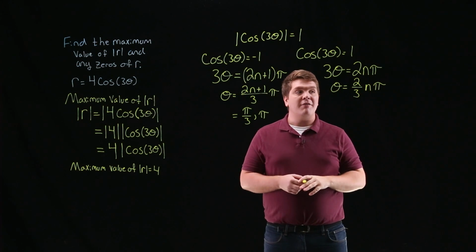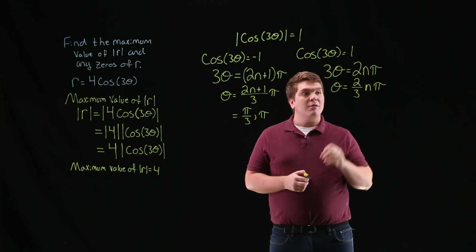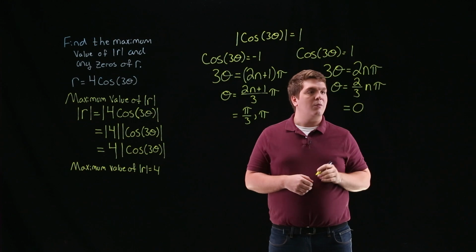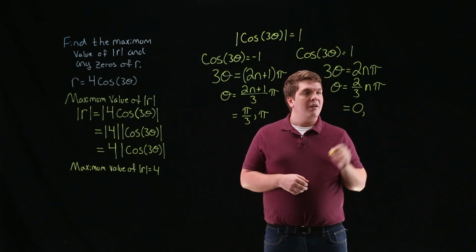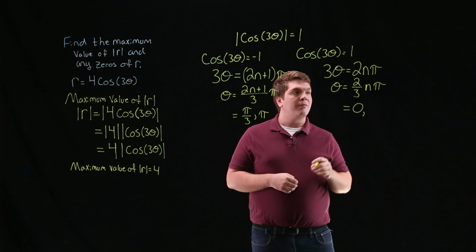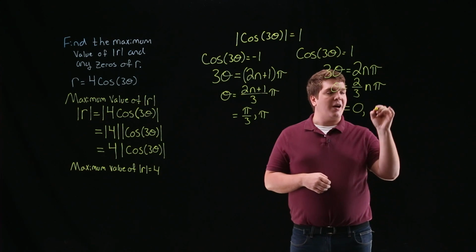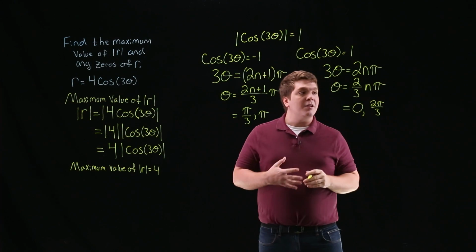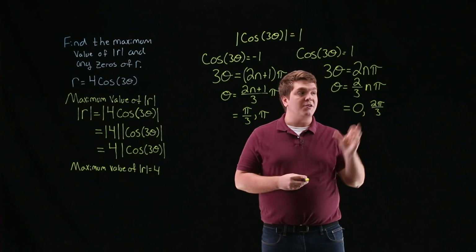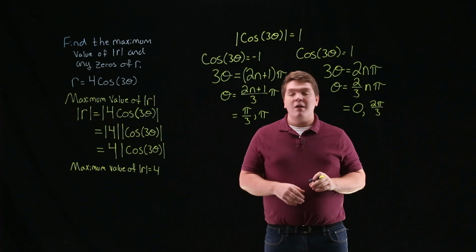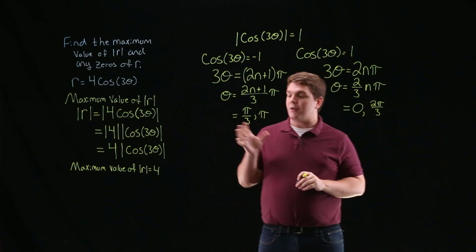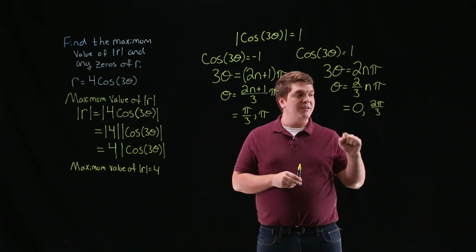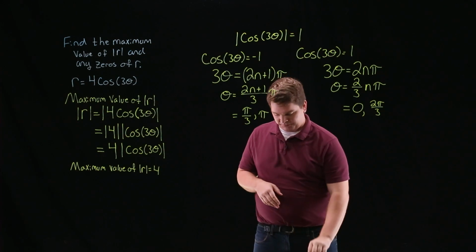Again, we only care about values between 0 and pi. If we substitute n equals 0, we're going to have theta equals 0. If we substitute n equals 1, we're going to have 2/3 pi, or 2 pi divided by 3. And if we substitute any n value larger than 1, such as 2, we'll have a value larger than pi. So these are where the maximum values of the absolute value of r are going to occur: at pi over 3, pi, 0, and 2 pi divided by 3.